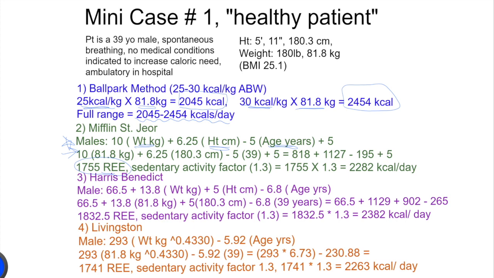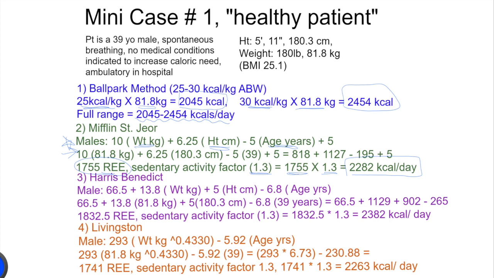Because this is the resting metabolic rate or resting energy expenditure, it doesn't take into account the fact that he is slightly ambulatory and he might be moving around just a little bit. He's not completely bedbound. So in this case, I'm choosing to include a sedentary activity factor, which is 1.3. So saying he needs just a little bit more than if he was laying in a bed all day. So in that case, we'll take our 1755, multiply it by 1.3, and that gives us an estimated 2282 calories per day.